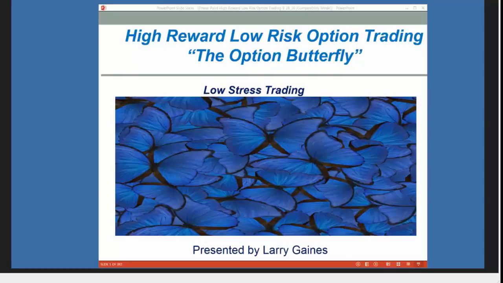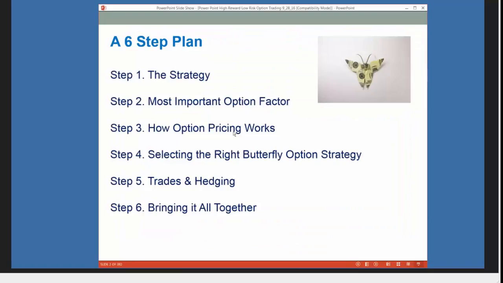So I'm going to share with you this strategy, which is such a great strategy for all different types of market conditions. It's something I call the high reward, low stress option trading strategy. So let us get into what the strategy is and all the different ways that you can use it.